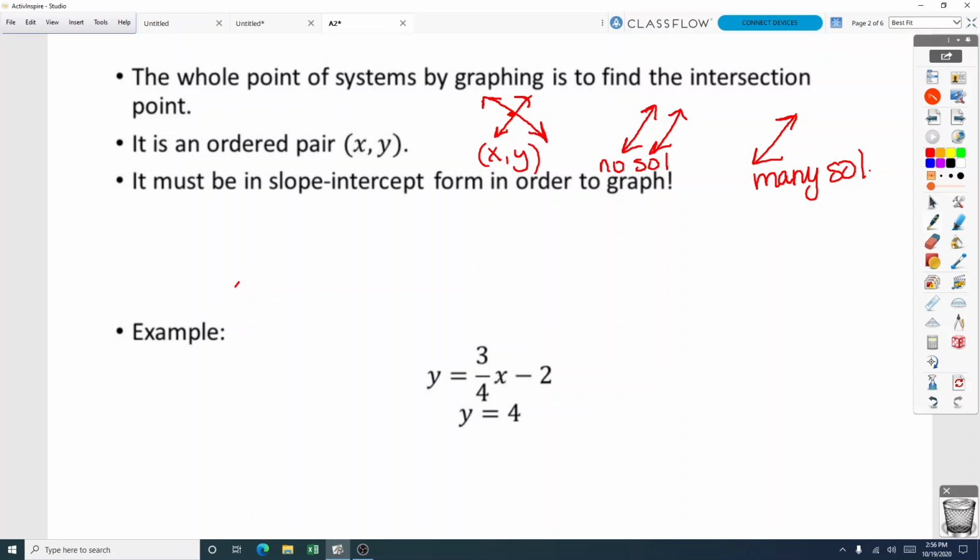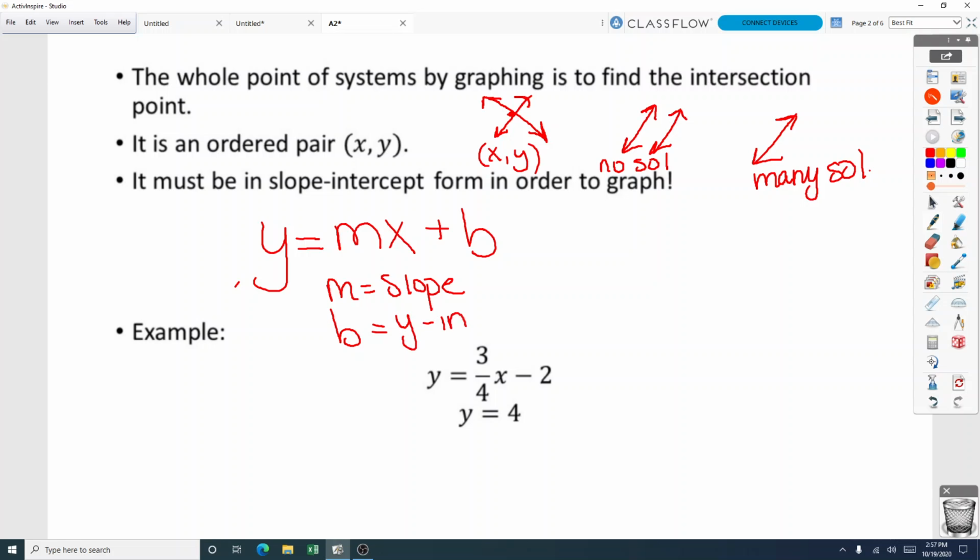Now, in order for us to graph today, remember it must be in slope-intercept form. We did that Thursday, so we're going to do that again today. Slope-intercept form is y equals mx plus b. Our slope is the m, and our y-intercept is the b. If they're not in slope-intercept form, I have to rewrite them. These down here are in slope-intercept form, so I could graph those.